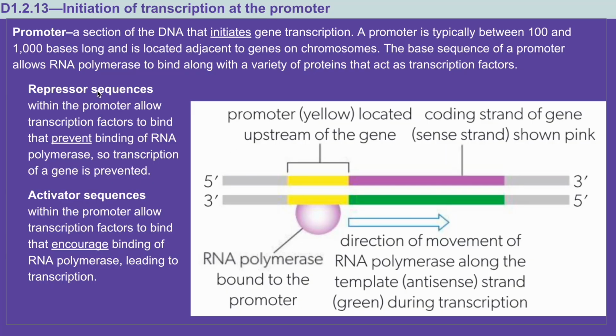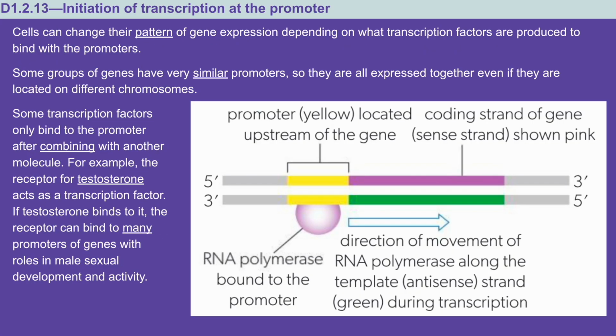Now, the promoter can have either repressor sequences. These sequences allow for transcription factors to bind that prevent the binding of RNA polymerase, and so transcription of the gene is prevented. Alternatively, you could have activator sequences. When transcription factors bind to activator sequences, that then encourages the binding of RNA polymerase, which then leads to transcription occurring. This is going to be a way that cells can change their pattern of gene expression depending on what transcription factors are produced to bind with the promoters.